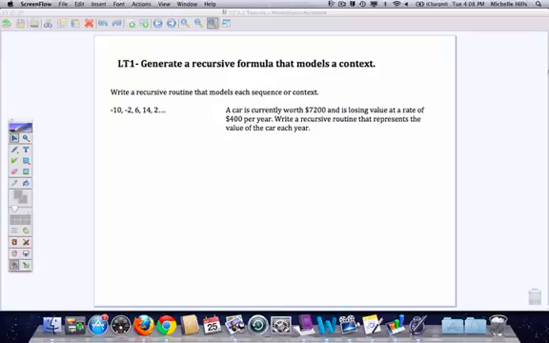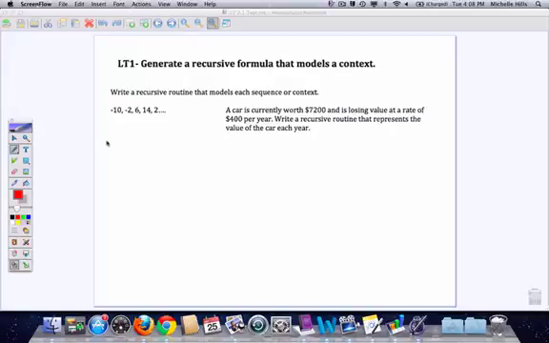So on the Unit 2 test, the first learning target said to generate a recursive formula that models a context. So it asked you to write a recursive routine that models each sequence or context. It's important, first of all, to notice that there are two different things going on here. These are two separate problems. One is just this sequence of numbers, and one is this scenario. So I'm going to write two different recursive routines, one for each of these.